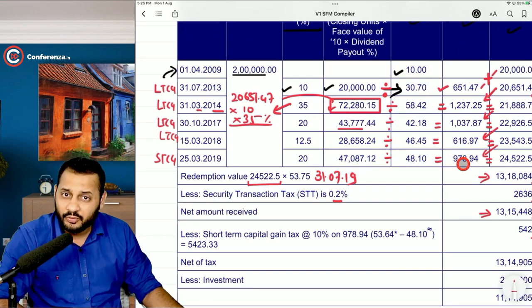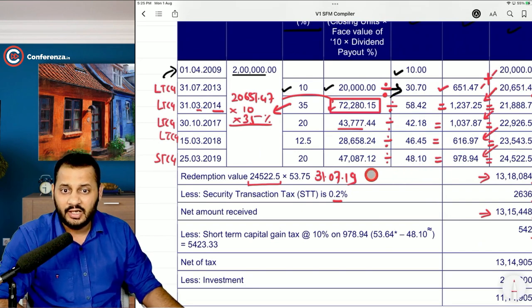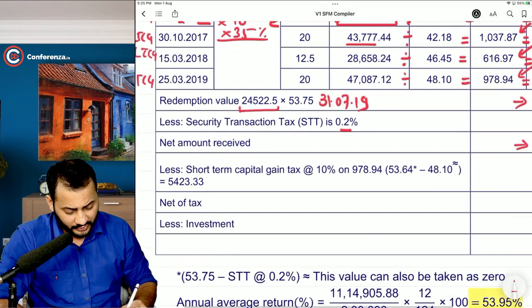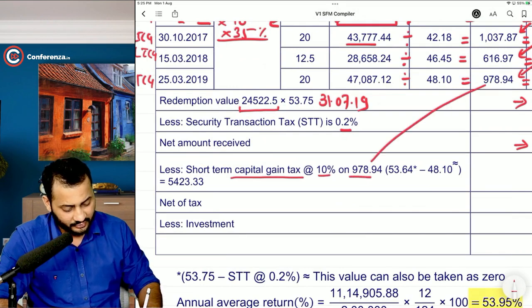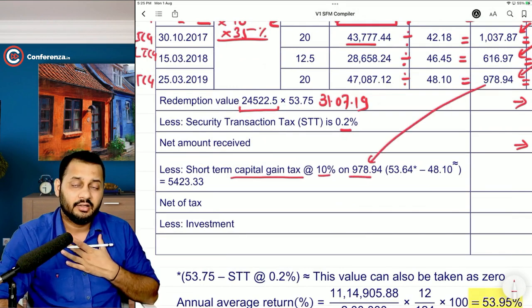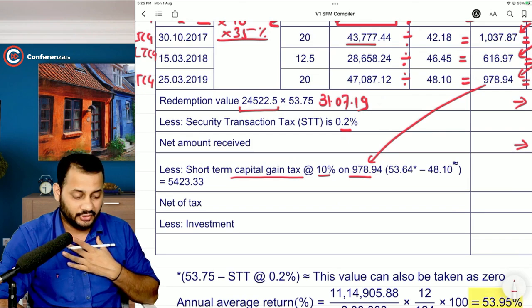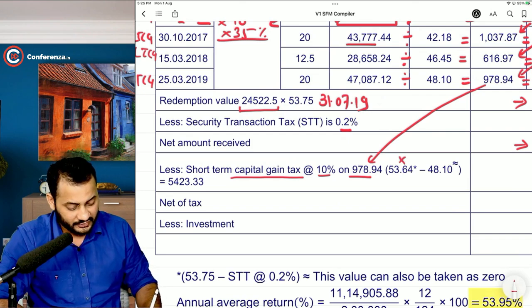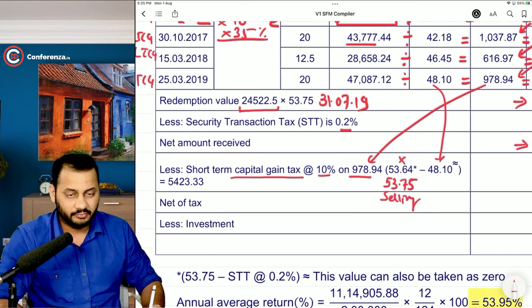How to calculate the profit? See, you purchased those units at 48.10 and you sold it at 53.75. So what are you going to do? You are going to calculate the short-term capital gain tax at 10% on 978 units. My suggestion to you is, instead of 53.64, take 53.75 itself. 48.10 will become the buying price, 53.75 will become the selling price.